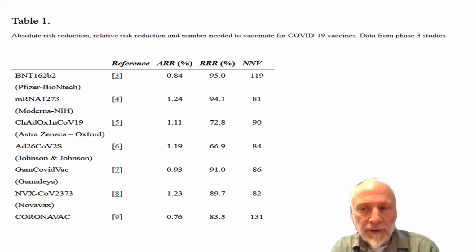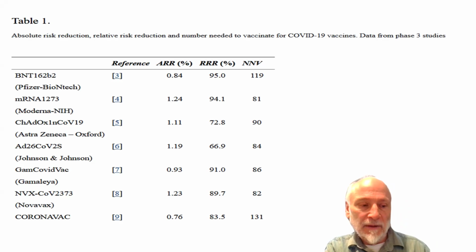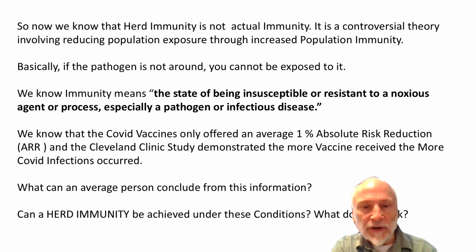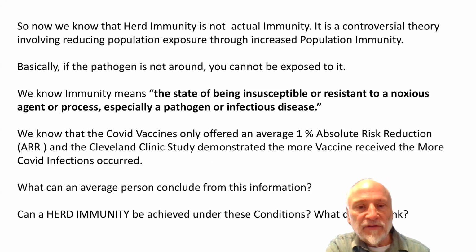So tell me, how could a herd immunity, how could a herd that's not stopping transmission protect us? That's what I want you to think about. So now we know that herd immunity is not actual immunity. It's a controversial theory involving reducing population exposure through increased population immunity. Basically, if the pathogen is not around, you cannot be exposed to it. We know immunity means the state of being insusceptible or resistant to a noxious agent or process, especially a pathogen or an infectious disease. We know that the COVID vaccines only offered an average 1% absolute risk reduction, and the Cleveland Clinic study demonstrated the more vaccines received, the more COVID infections occurred.